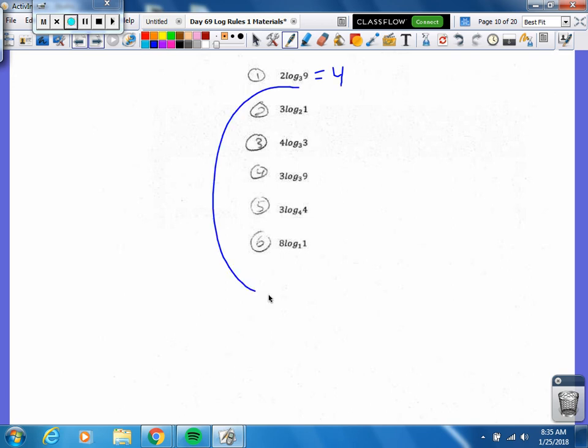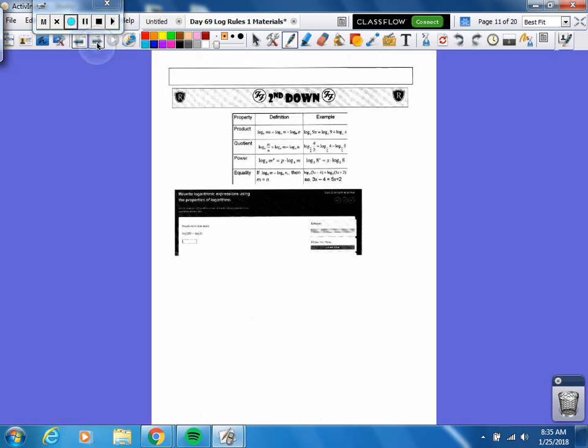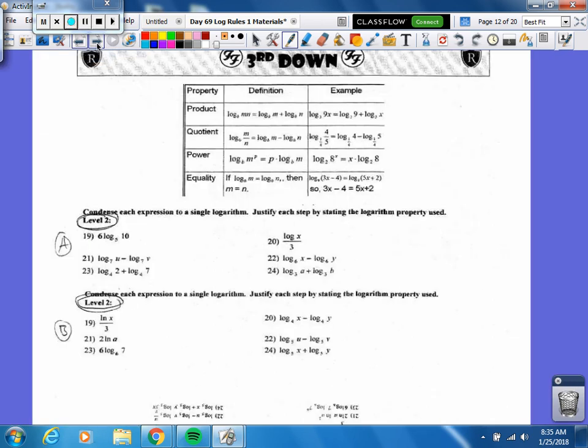Okay, so you got 2 to 6 right here. You know the drill. Third time through. Pause the video, look at the solutions online. Raise your hand if you get stuck on one of these. If you got them all, let's continue. All right, now we're on this page right here where it says third down.